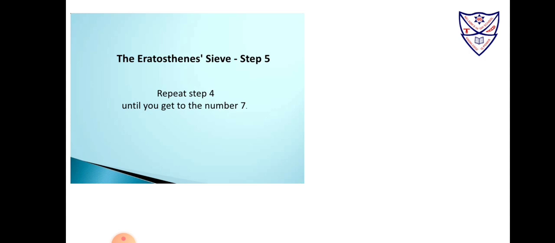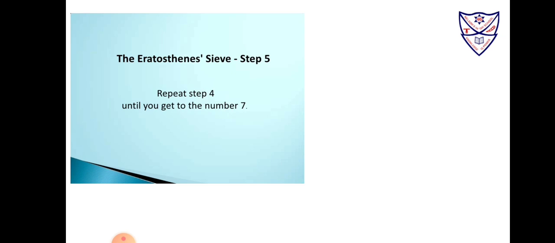Then step 5 is repeat step 4 until you get to the number 7. Means what, students? We will also circle the number 5 and cross out all the multiples of 5. We will circle number 7 and cross out all the multiples of 7. So till step 5 you have to circle 2, 3, 5 and 7.